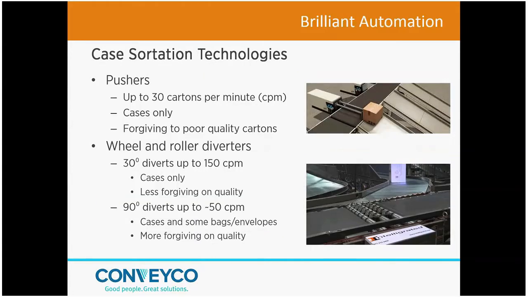Different case sortation technologies, we're kind of going to work our way up from the oldest and slowest to the newest and fastest. The first are pushers. Pushers are probably the original sortation technology. Pushers can handle cartons and some units up to about 30 cartons per minute.